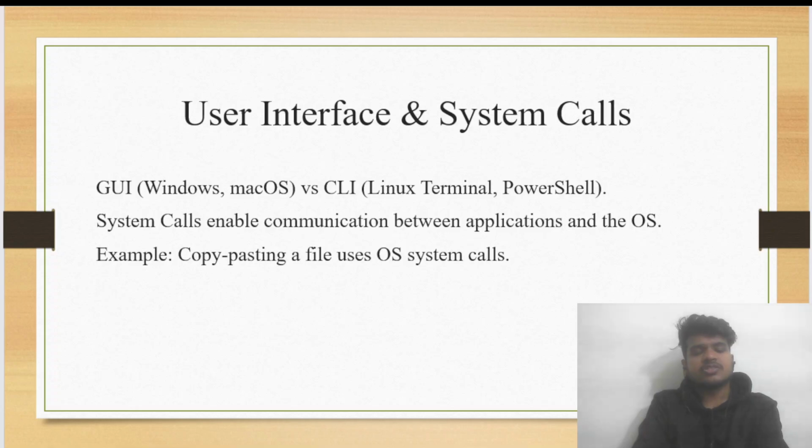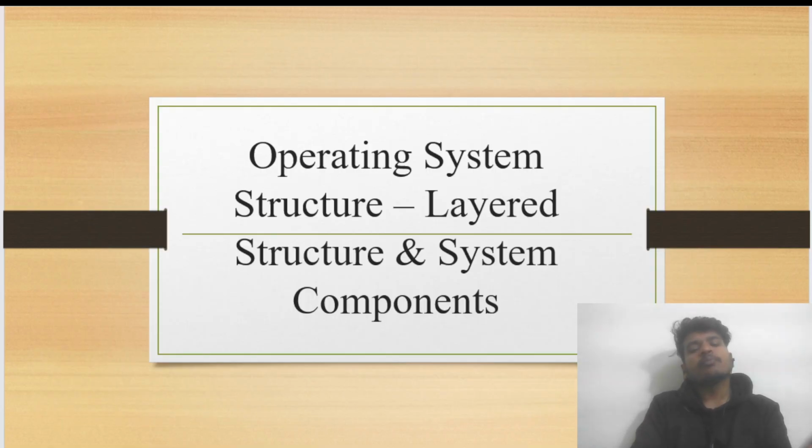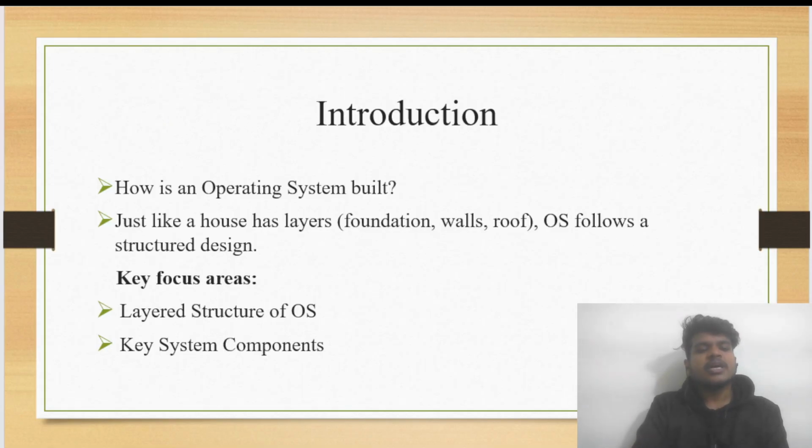System calls act as a bridge between the application and the OS, allowing programs to request services like file access, process execution, and memory allocation. For example, when you copy and paste a file, the OS handles the request through system calls.